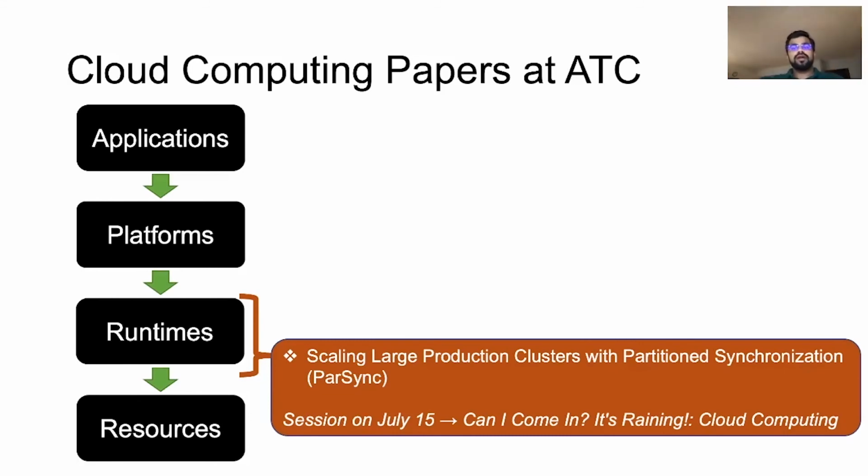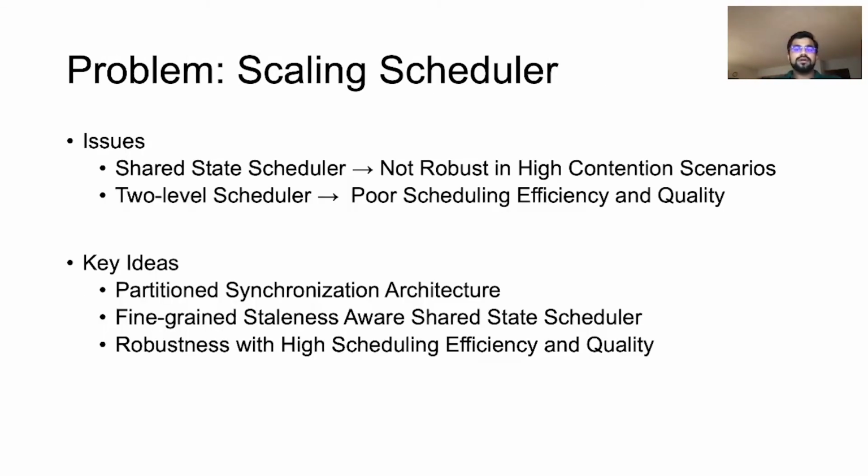Next, we move down the layer to look at the series of papers optimizing the runtime layer. First, we look at Parasync, which proposes a scalable scheduler for large production clusters. First, let's look at the issues with existing runtime scheduling architectures. These can be of two types, shared state and two-level.